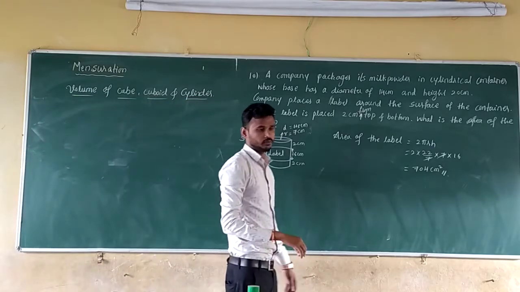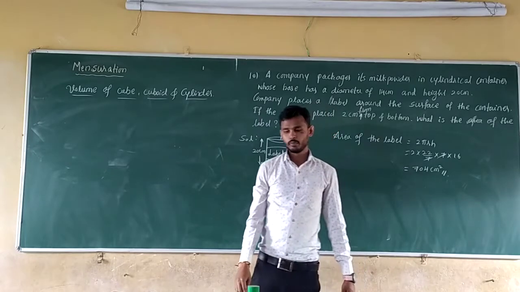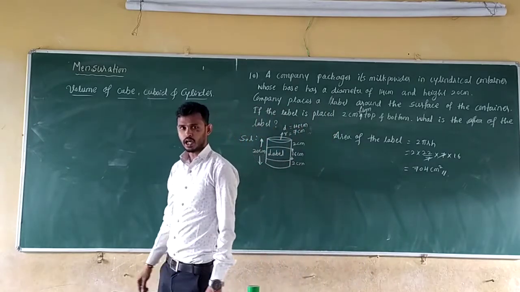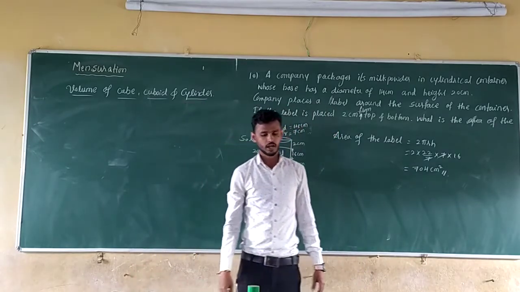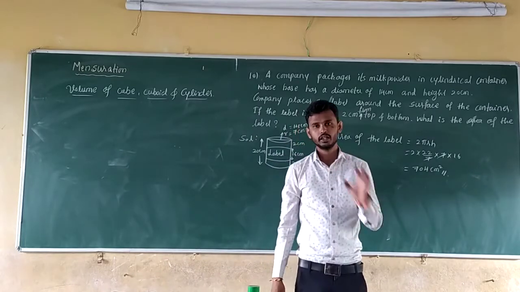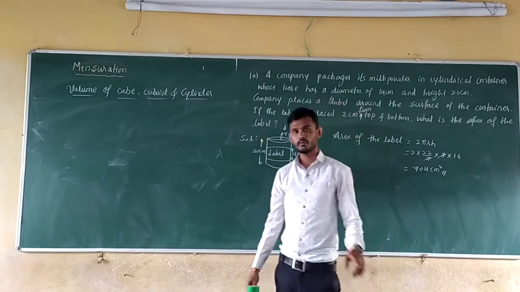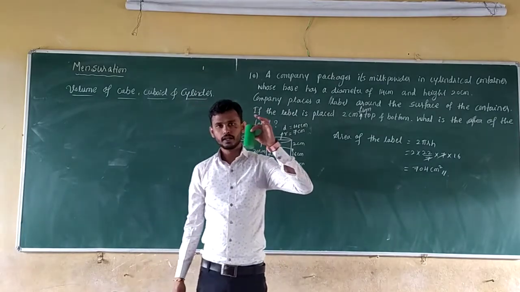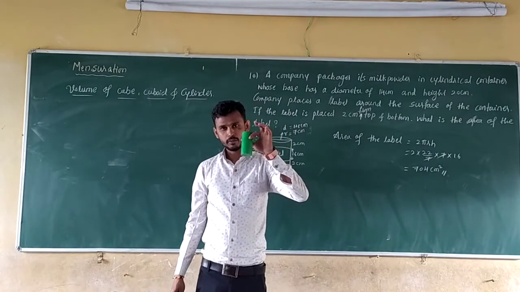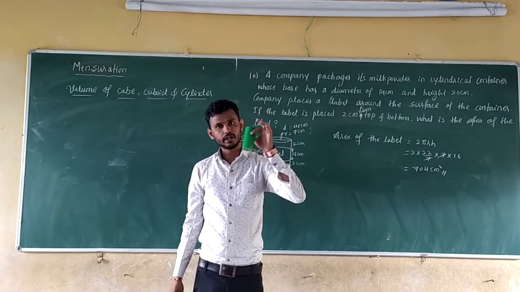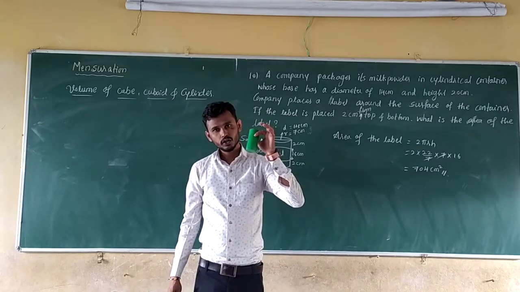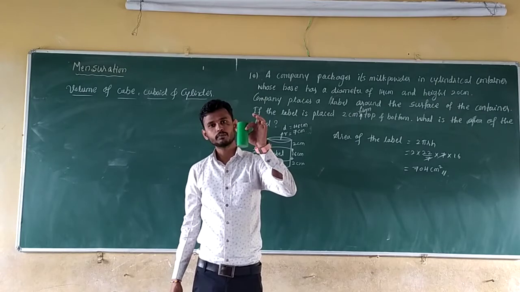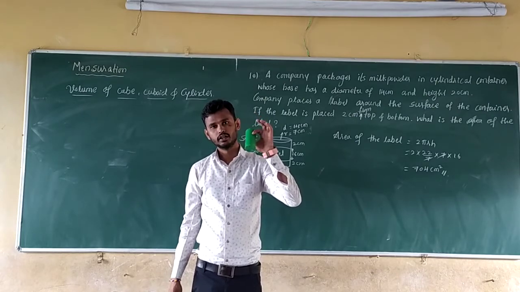So what is volume? Volume means the space occupied by a solid is called the volume of that solid. Here it is a cylinder. If you keep it somewhere, it will occupy a place. That place is called the volume of this solid.